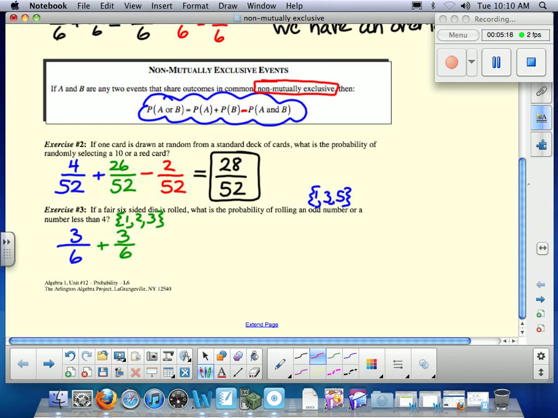Do we have any overlap? Mm-hmm. 1 and 3. So we have 2 numbers. Whoops, I didn't want to make that an equal sign. We have 2 numbers that are an overlap.